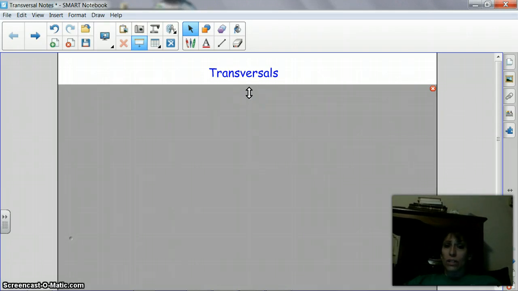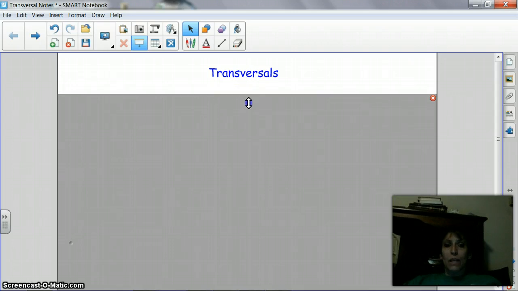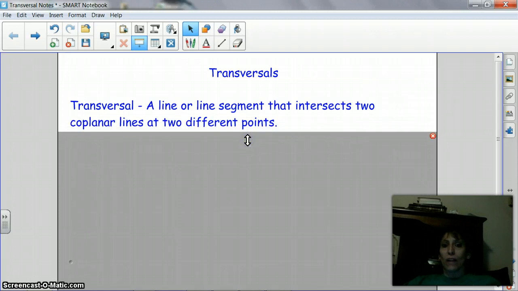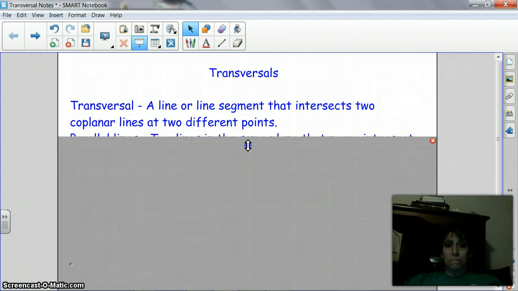Okay, so unfortunately there's a lot of vocabulary that goes along with transversals, so I want to start with basically just some definitions so you know what we're doing. The first one is a transversal, and it is a line or line segment that intersects two coplanar lines at two different points. Now, normally it'll be parallel lines for most of the things we do, but it's not always a parallel line, so don't think that a transversal can only cross a set of parallel lines.